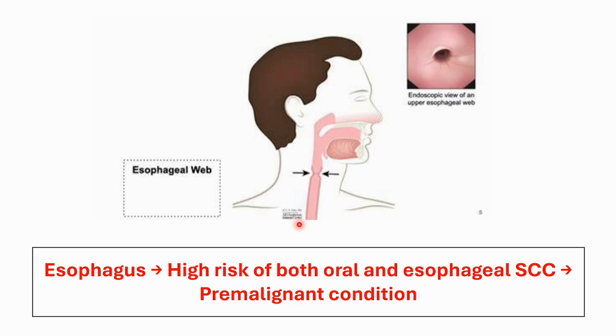So patients with Plummer-Vinson syndrome often complain of difficulty or pain while swallowing, called dysphagia, and upon evaluation either via endoscopy or barium swallow studies, we will typically find esophageal webs, which are abnormal tissue bands in the esophagus, as you can see in this figure. So from the esophagus, here's another key point about Plummer-Vinson syndrome. They have a high risk for both oral and esophageal squamous cell carcinoma, so it is considered a pre-malignant condition. So don't forget this important point about Plummer-Vinson syndrome.